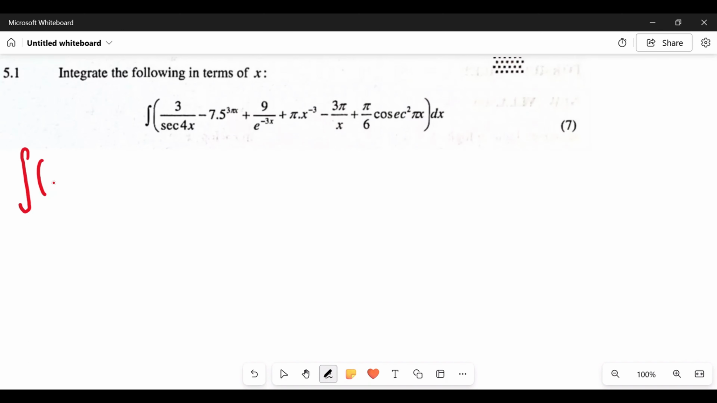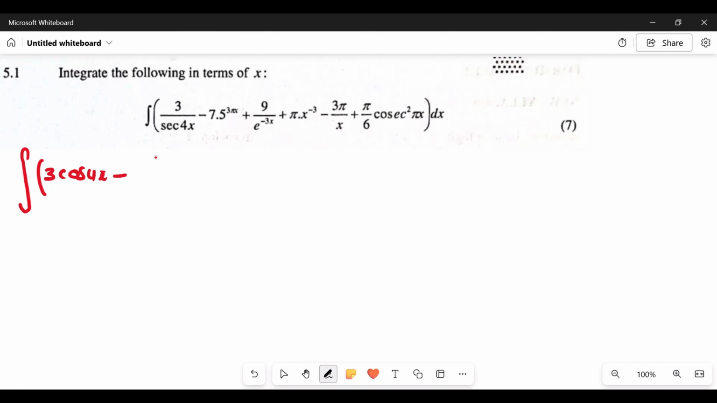So let's start with the first term. The first term, we have 3 over sec 4x. We cannot integrate a trigonometric ratio like this, so we need to change it using the inverses. 1 over sec, we know that is the same as cos. So we can say 3, which is a coefficient, and then instead of writing 1 over sec 4x, we can write cos 4x. There we go.